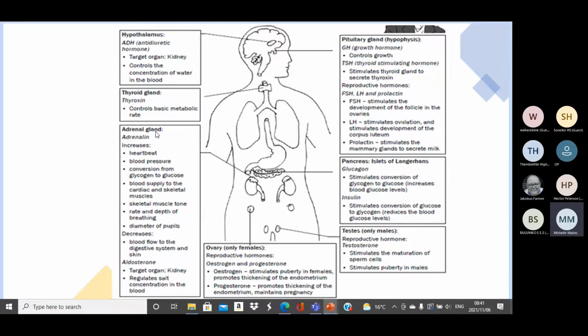Take note, grade 12s, adrenaline works with your autonomic nervous system when it comes to the fight or flight. Then also aldosterone is our second hormone. The target organ is the kidney, and it regulates the salt concentration in the blood. Then the thyroid gland, grade 12, the last one here on top, which is situated here at the throat. Hormone thyroxine controls the basic metabolic rate.